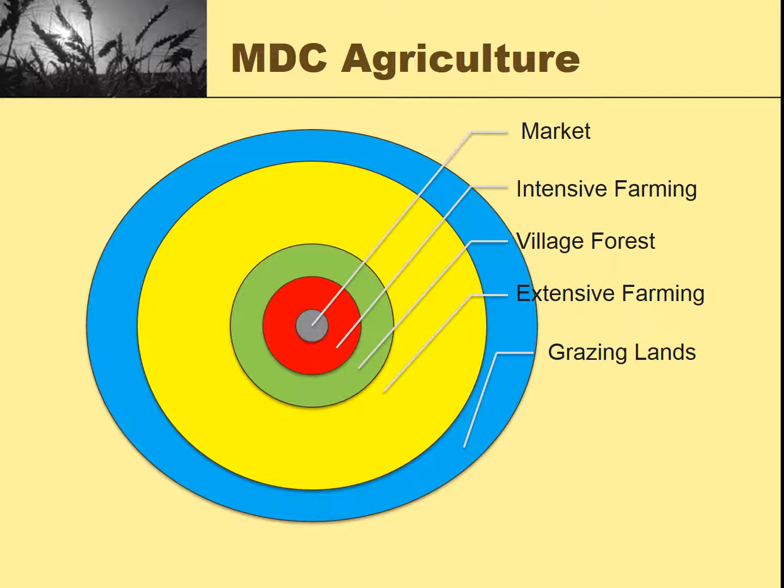Here's the simplified version. In the middle, we've got the central marketplace. Then we have intensive or labor-intensive farming, mixed fruit, vegetable, flower, herbs, and also dairy. Then we have the village forest located closer to the center because of the weight of the timber. Then we have extensive farming like wheat, corn, soybeans, and then we have grazing lands all the way out. So we move from the most intensive farming to the most extensive farming on the outside.